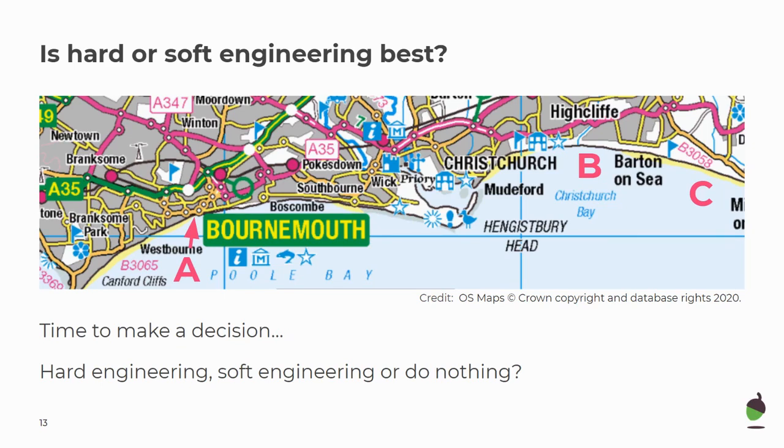So I think you should probably have decided that A needs hard engineering. We're going to look at why in a second. B is just a smaller town, so maybe we put some soft engineering in because it's cheaper. And C, where we haven't got residential land, is probably the place that we need to do nothing.